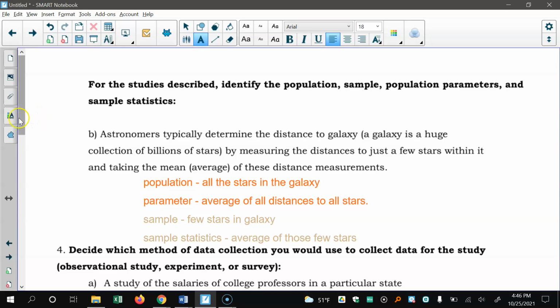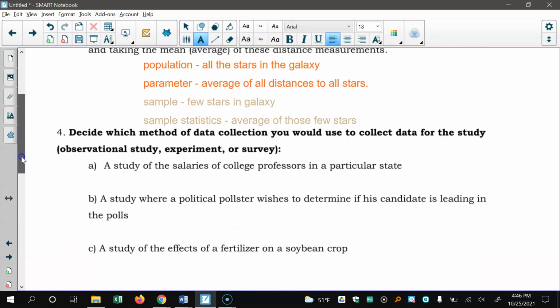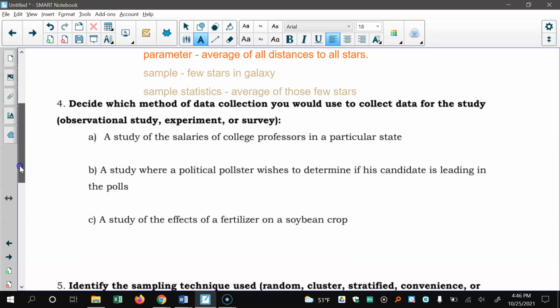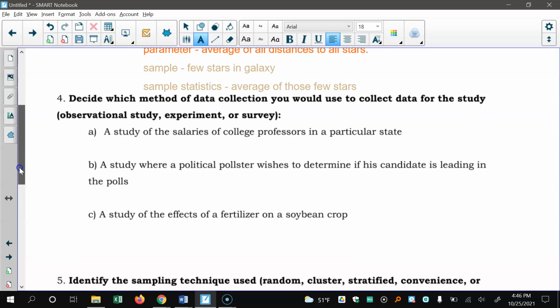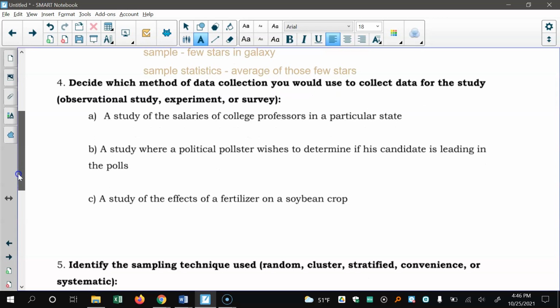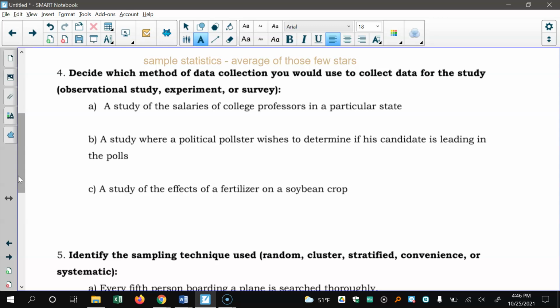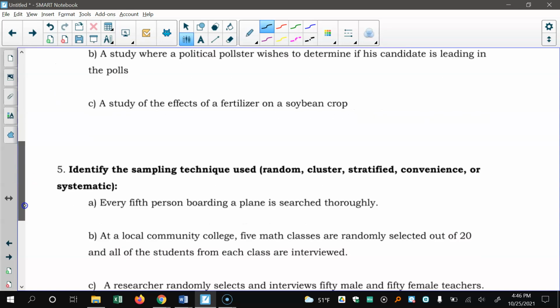Next one. Decide which method of data collection you would use to collect data for the study. Is this going to be an observational study, experiment, or survey? I am actually going to have us cross this off for Mr. Lakin's classes because we haven't entirely gone over that. So we're going to go to number 5.